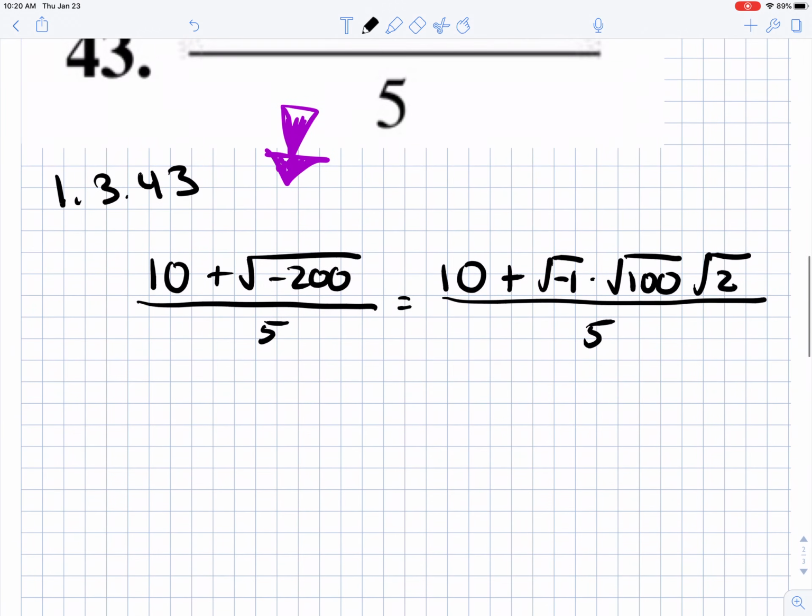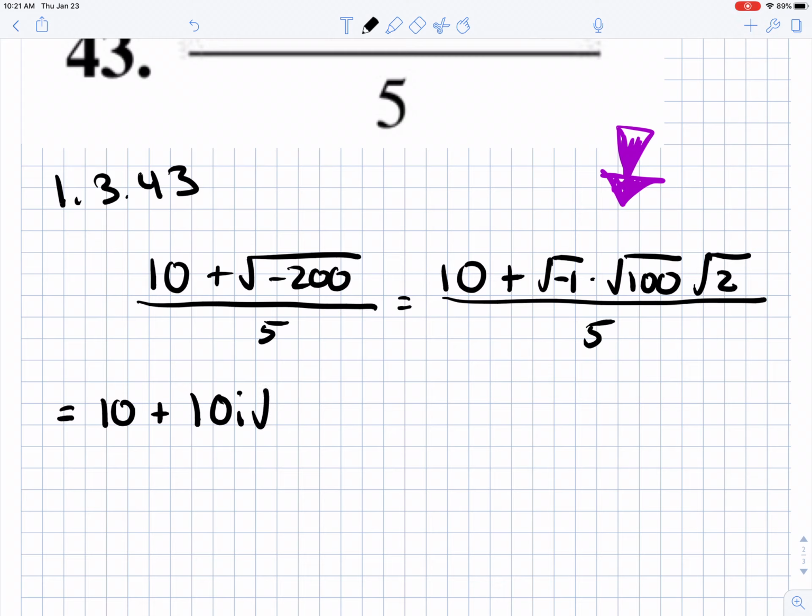If we keep going, this will give us 10 plus the square root of negative 1 is i. So right here, the square root of negative 1 is i. The square root of 100 is 10. So together those become 10i, and then the square root of 2 persists, and then the 5 comes down.